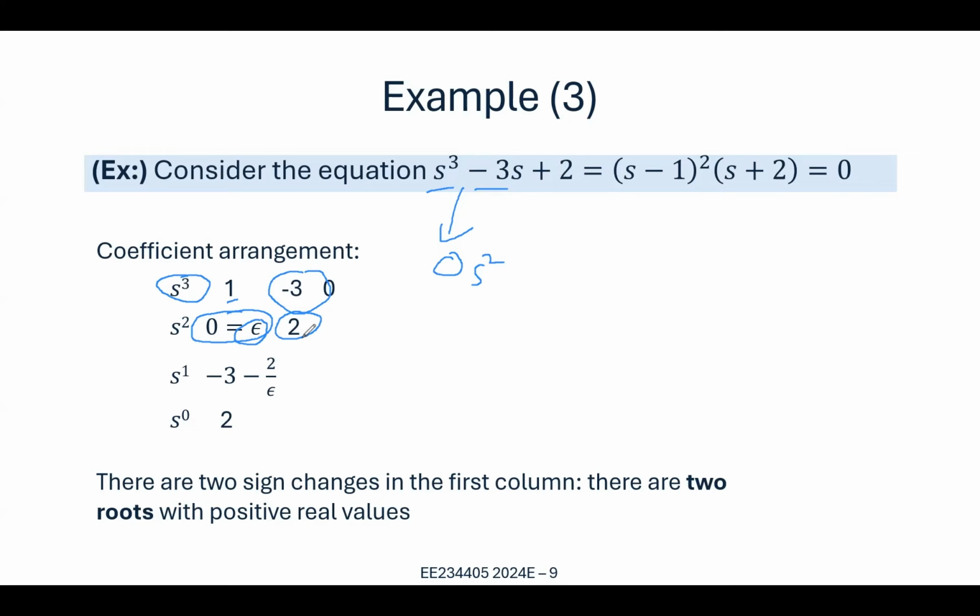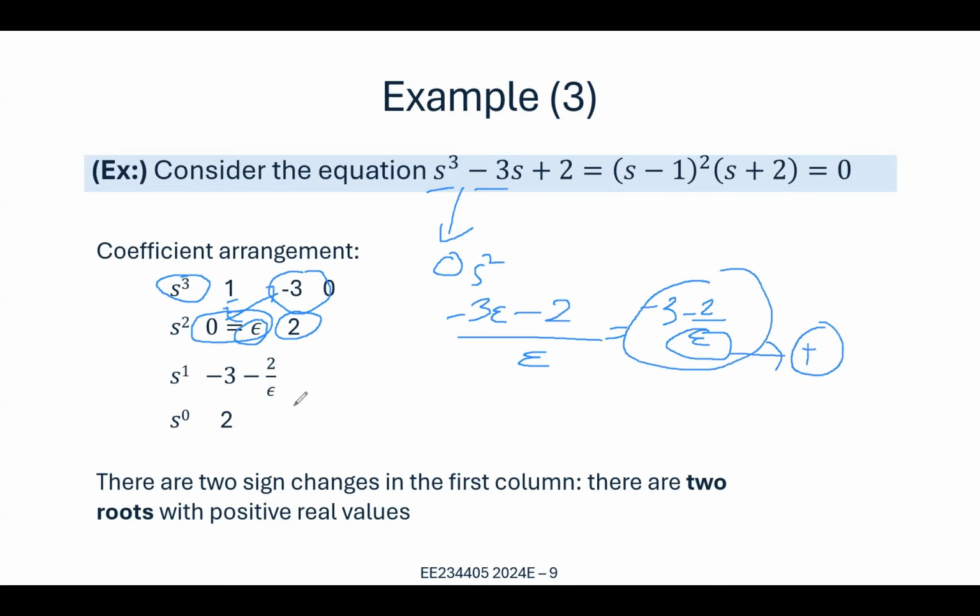We can perform a diagonal multiplication, so it would be like 3 epsilon, and then minus 2 per epsilon, so this would be minus 3 minus 2 per epsilon. Since epsilon itself is positive, the entire thing here is negative, right? Because it has a minus sign, which means we know that there will be a sign change here in the first column of the arrangement.